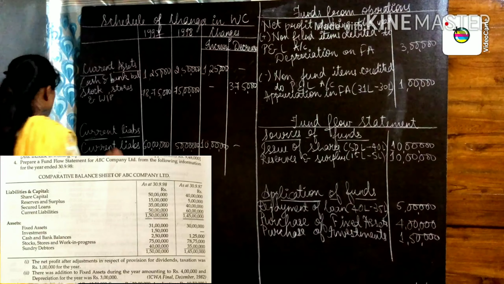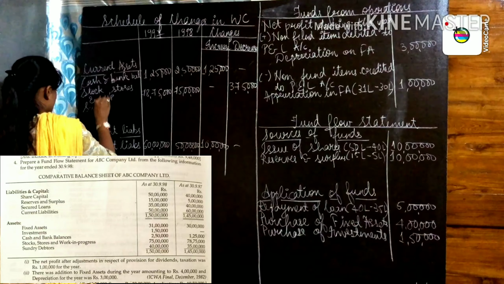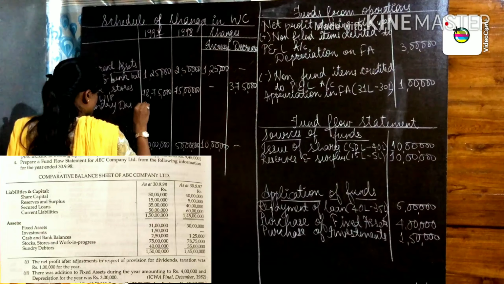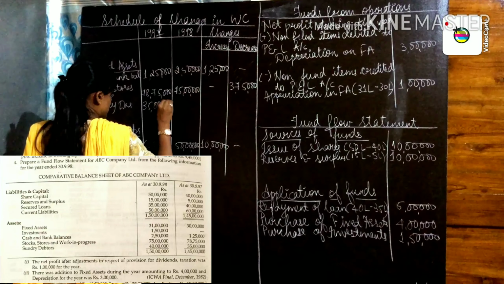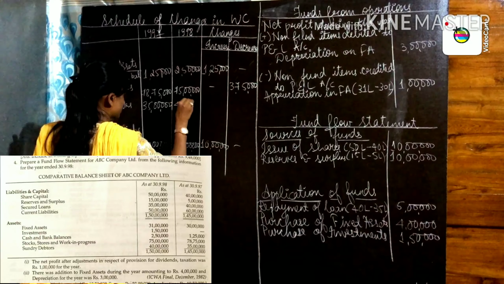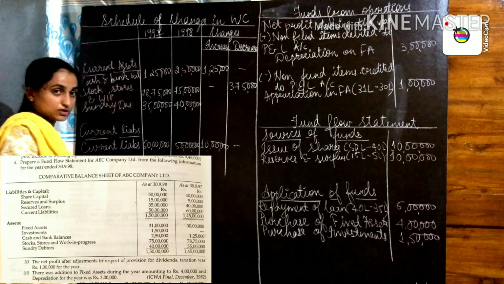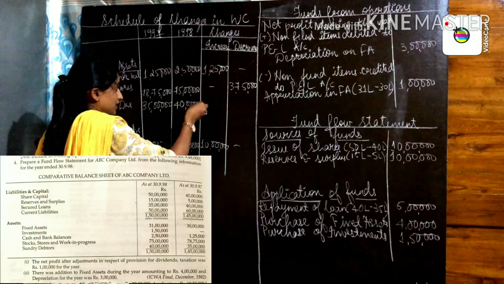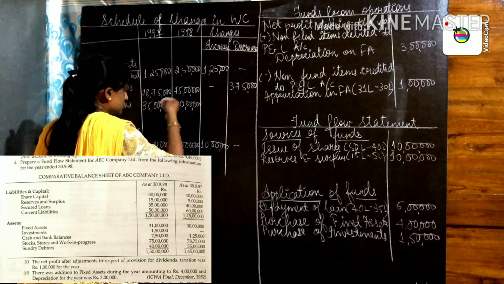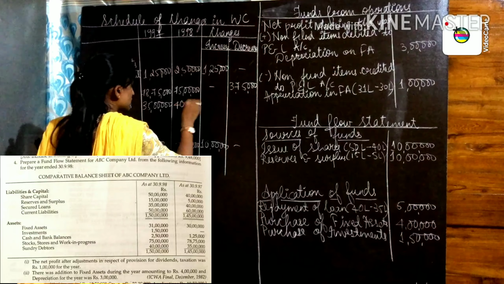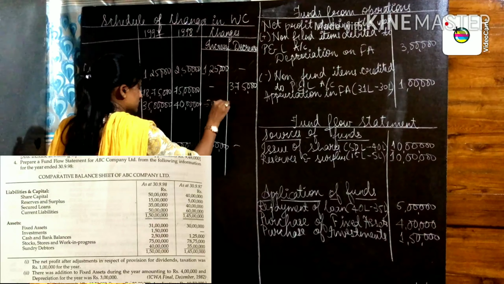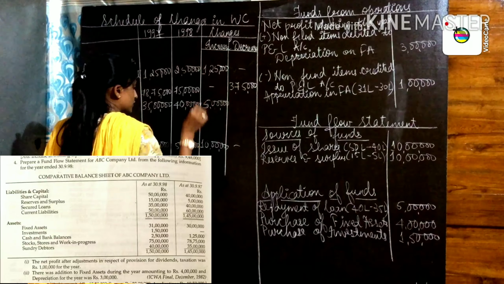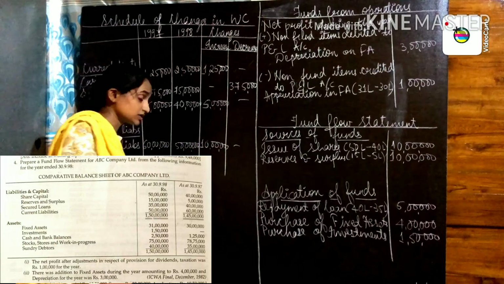The next item is sundry debtors. So sundry debtors, the opening balance is 35 lakh and they are increasing to 40 lakh rupees. That means there is an increase in sundry debtors, and an increase in current assets will have a direct impact on working capital. 5 lakh rupees increase in working capital. Okay, so this is it.